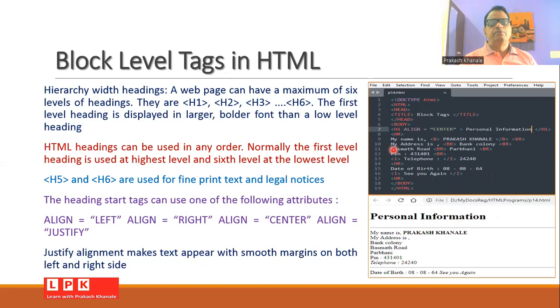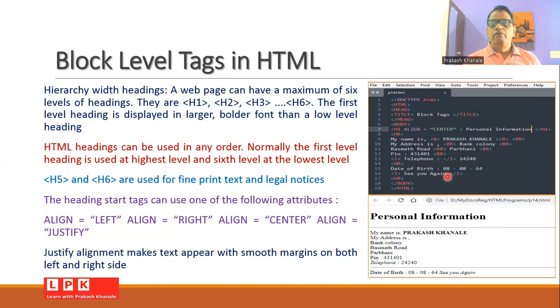There are different heading tags. A web page can have a maximum of 6 levels of heading. The headings are H1, H2, H3, H4, H5, and H6. H1 is the highest level of heading. The text will be displayed larger and bolder than that of the other headings. So for example, if I display the text such as my name is, and the personal information, for the personal information I will make use of the H1 heading. You can easily observe that in the web browser, the personal information will appear in a larger font size.